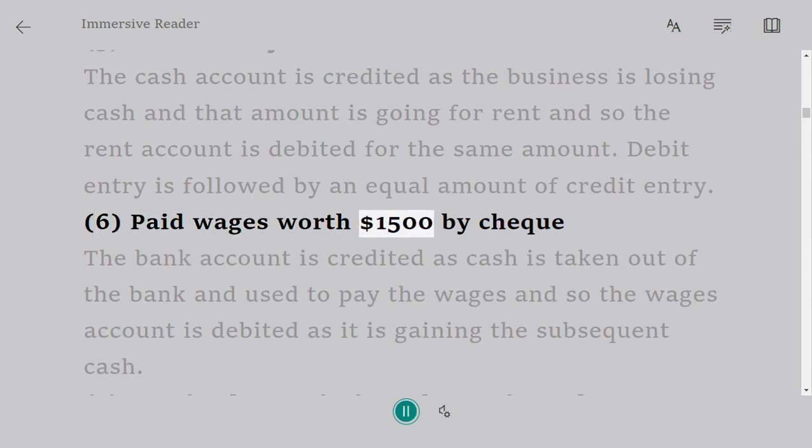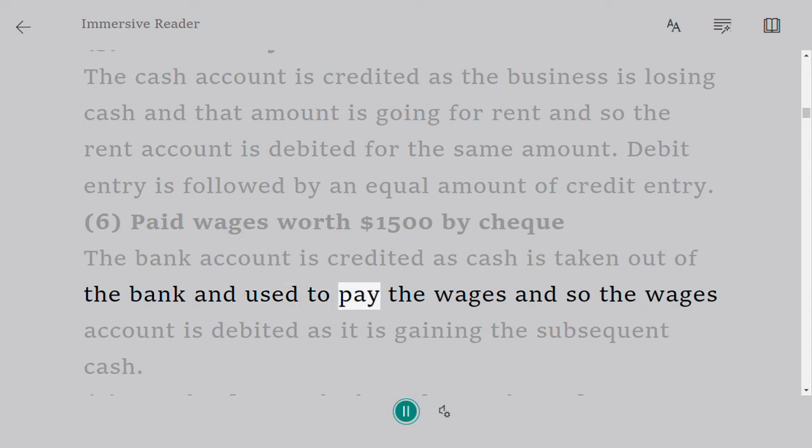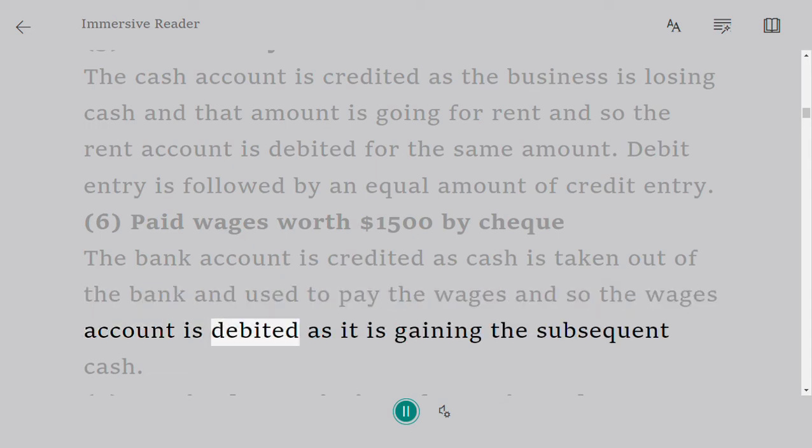6. Paid wages worth $1,500 by check. The bank account is credited as cash is taken out of the bank used to pay the wages, so the wages account is debited as it is gaining the value.